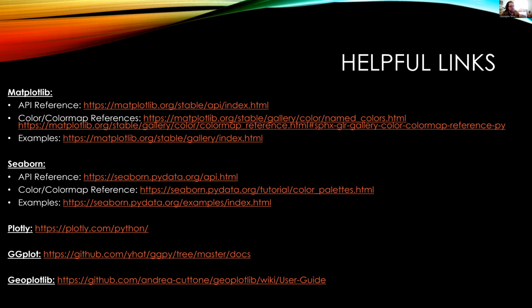For both Matplotlib and Seaborn, there are some links to specify what their specific color and color map things are, and some examples for both. And then for anyone who's interested in any of the other 3, I have some beginning documentation for those. So all that is also in the Google Drive that I shared before and will be sent out in the email from SAG following all of that.